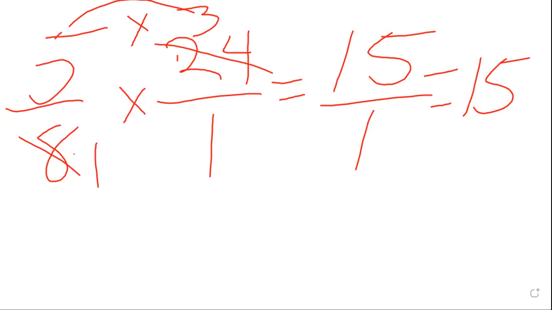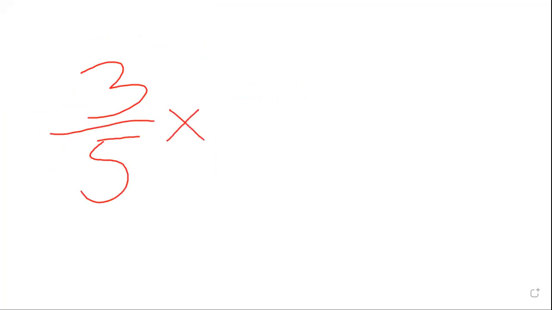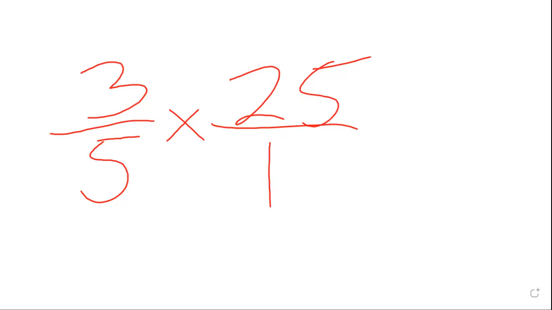Okay, let's look at another example. Let's take 3/5 times, or of, 25. We change 25 into a fraction by putting it over 1, and we're going to pre-divide, right, to make these numbers smaller before we multiply.